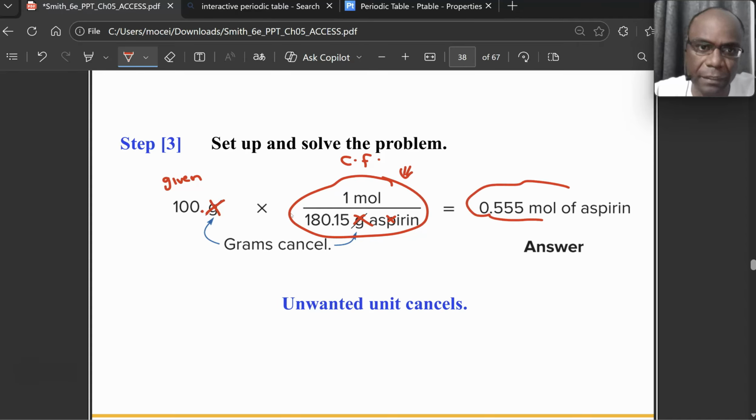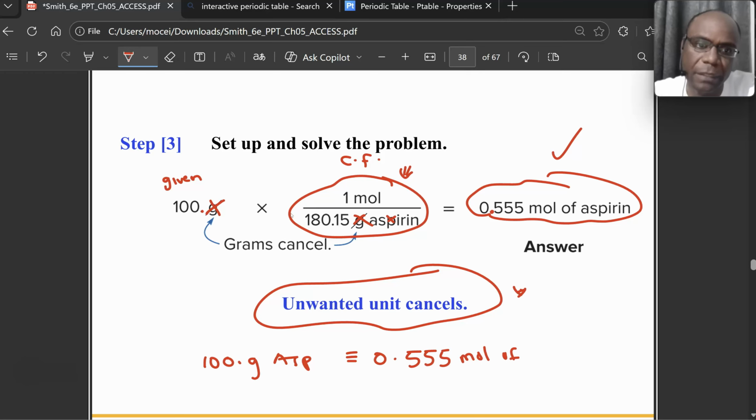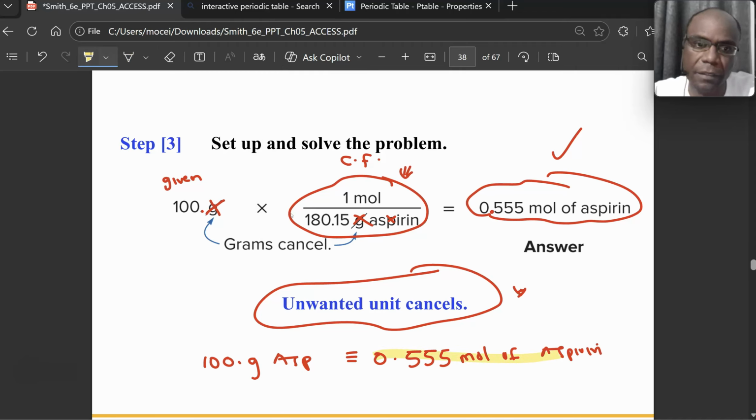When you divide, this is what you should get. It is reported in 3 significant figures. Remember, all unwanted units must cancel. So that's how we do this. 100 grams of aspirin is really equivalent to 0.555 moles of aspirin. That's the conclusion here. The answer we are looking for is this right here.